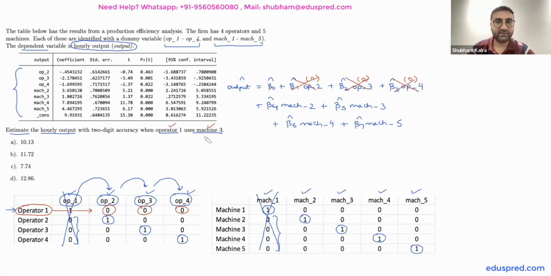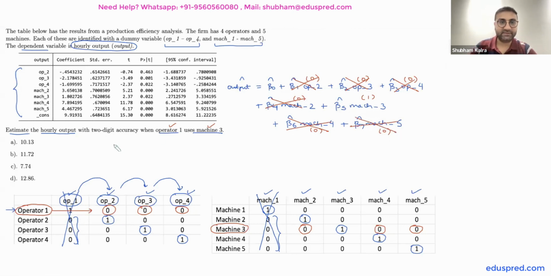Okay. Similarly, we are working with machine number 3, and if you focus on machine number 3, MACH_2 is 0, MACH_3 will take the value 1, and the other two dummies will also take the value 0. Okay, so instead of MACH_2, we can put a 0 over here. So this term will go away. This term will remain because in place of MACH_3, we are going to put 1. In place of MACH_4, I'm going to put a 0. So again, this will go away. And in place of MACH_5, I'm going to put a 0. So this will also go away.